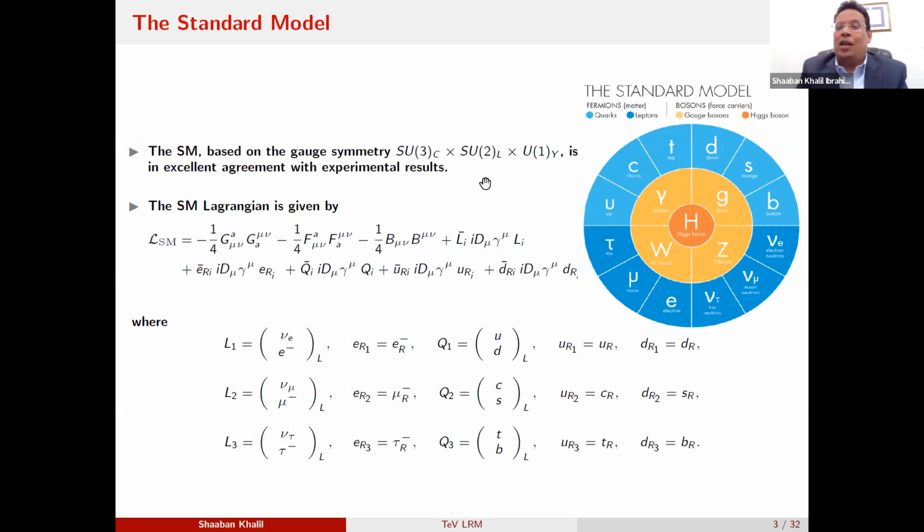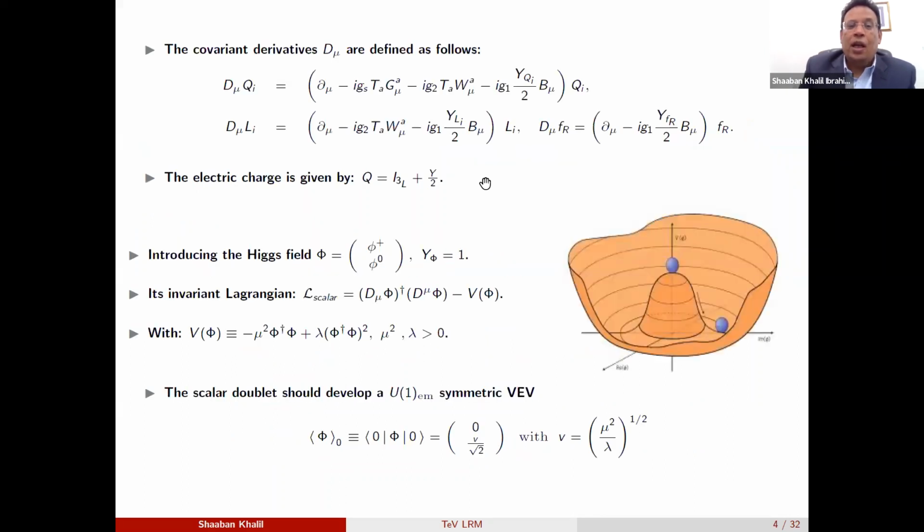Maybe now we return to the left-right model again. Anyway, let us continue with the setup of the standard model.